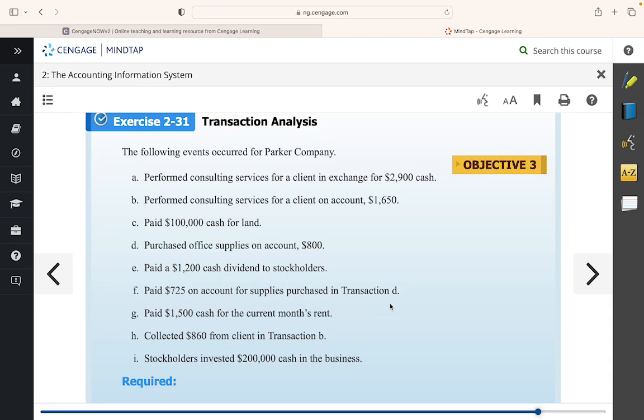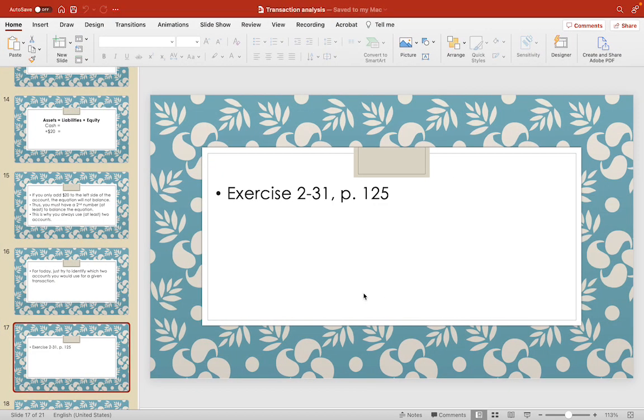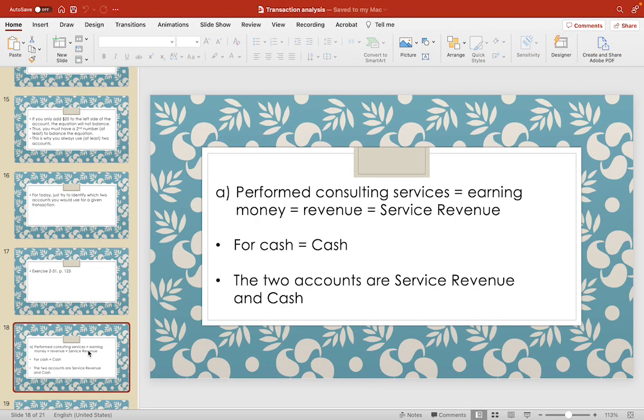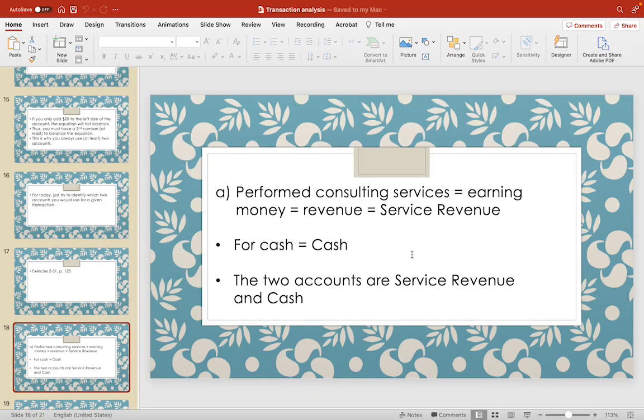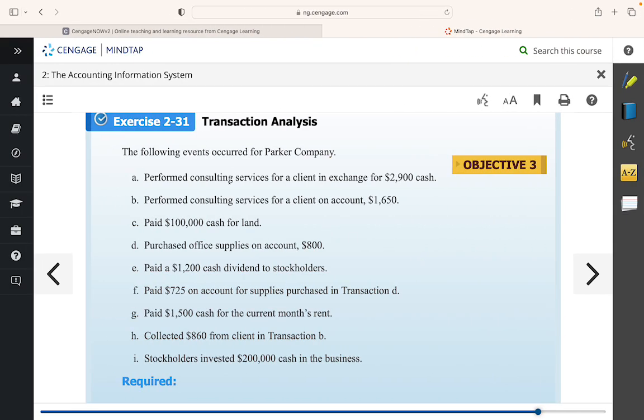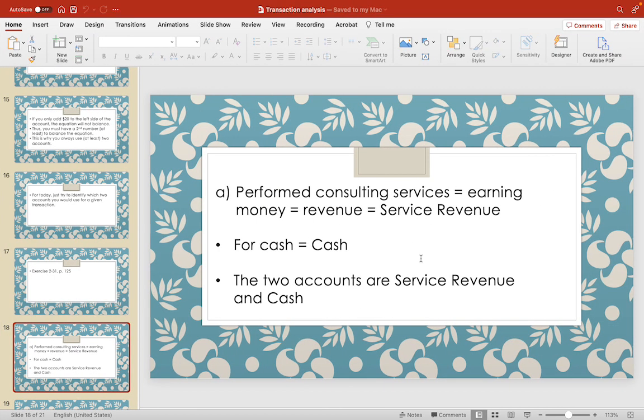Here's how I do that. Performed consulting services. You can see it says it right here. Performed consulting services. You have a business that is providing consulting services for customers.